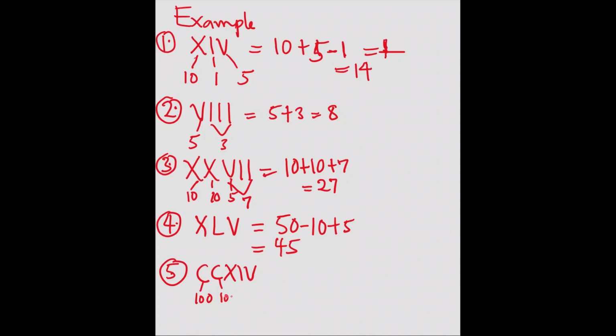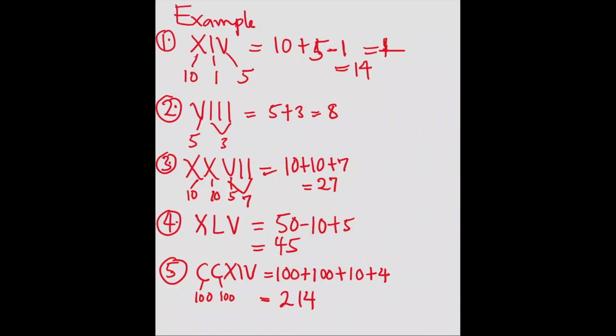CCXIV. This is 100. This other one is 100. So let me write down 100 plus 100 plus 10 plus 4. Okay, 100 plus 100 is 200. 200 plus 10 is 210. Plus 14 is 214. Okay.